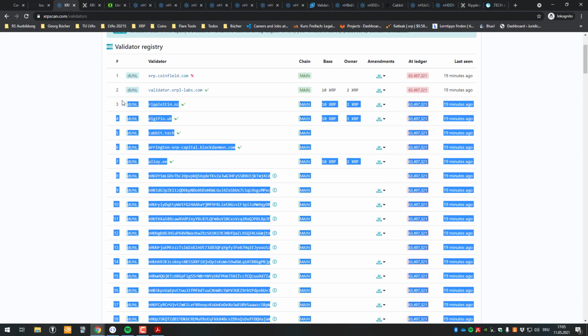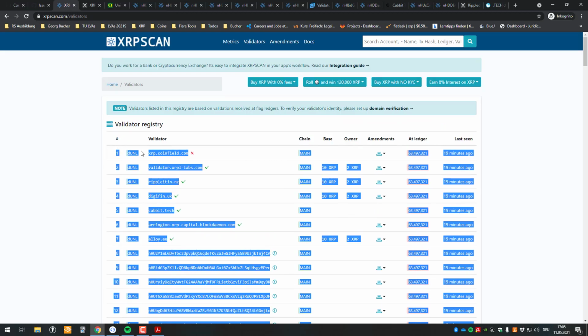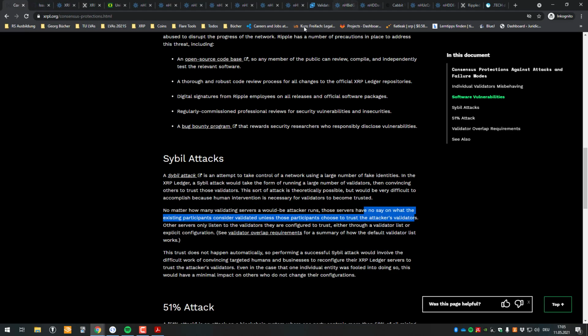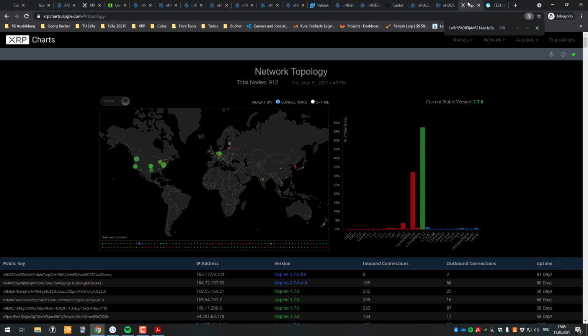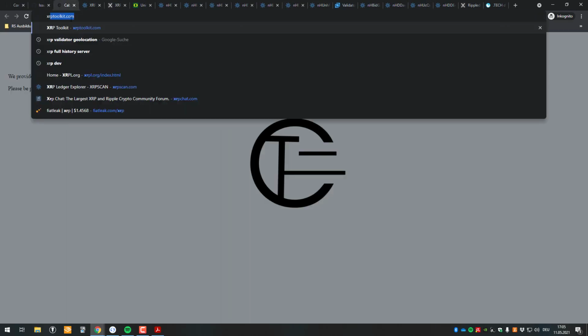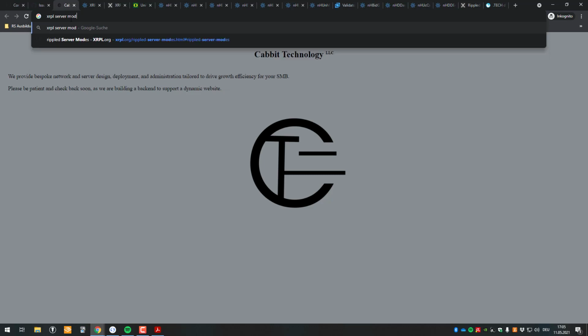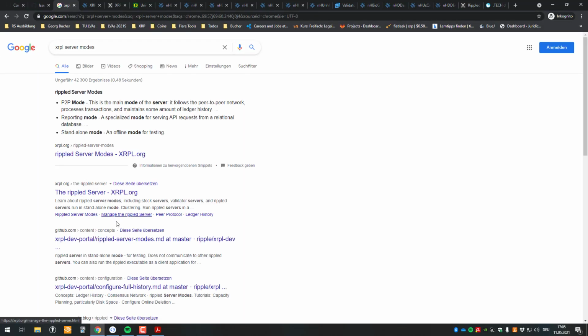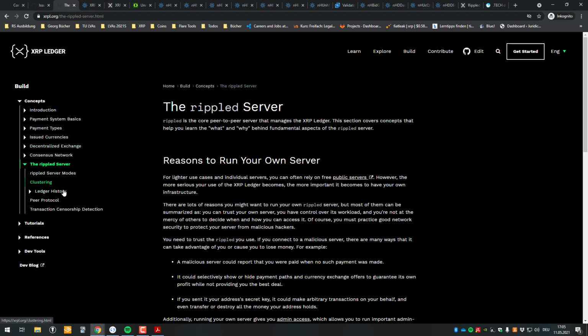So it's on the XRPL server modes page. I'm also gonna open that quickly, for the people who like the technical details. So we just have to Google that quickly, and there are the server modes. We've got the Ripple server there, and I think there's a subsection on server modes. Nope. I'm just gonna do it one more time: XRPL server modes.